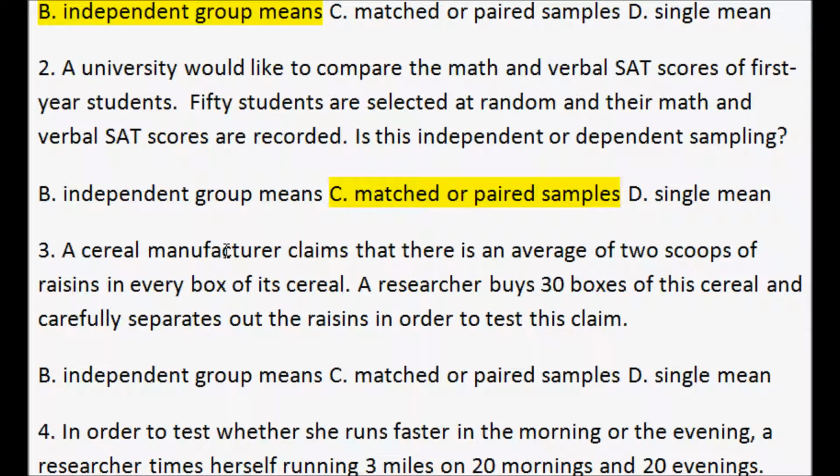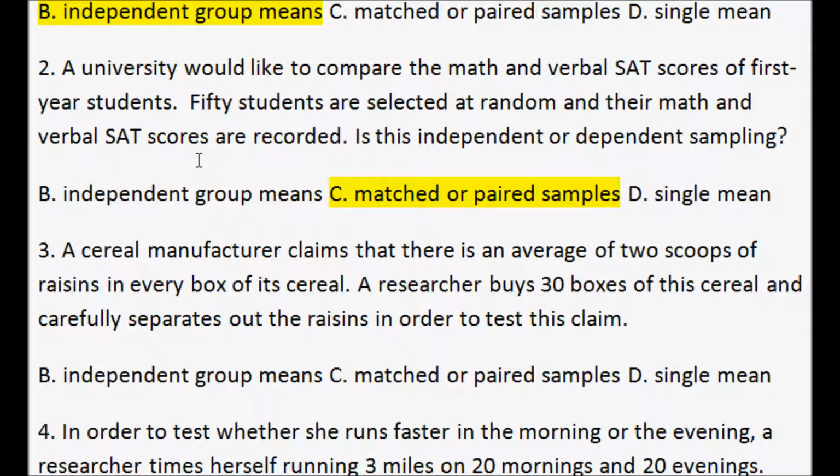A cereal manufacturer claims that there's an average of 2 scoops of raisins for every box of cereal. A researcher buys 30 boxes of cereal and carefully separates out the raisins in order to test this claim. Well, in this case, this researcher has 30 boxes, 30 numbers. I assume that the researcher is going to measure the volume of the raisins found in each box and then compute an average. We have a single variable here.